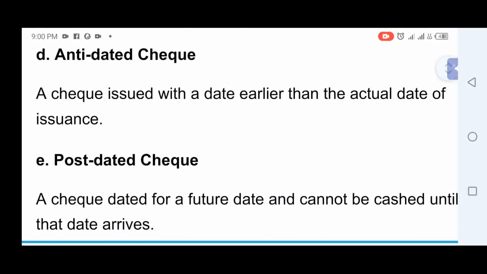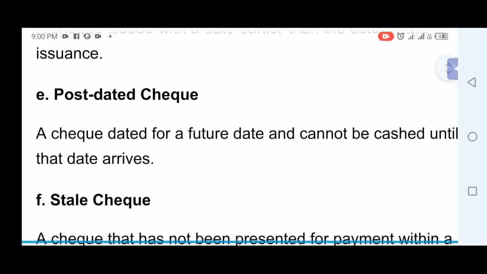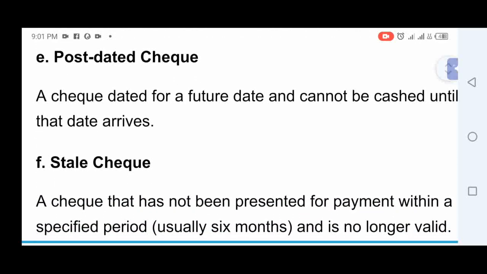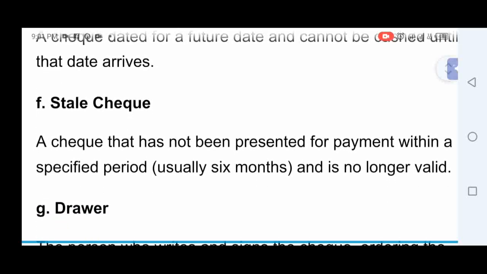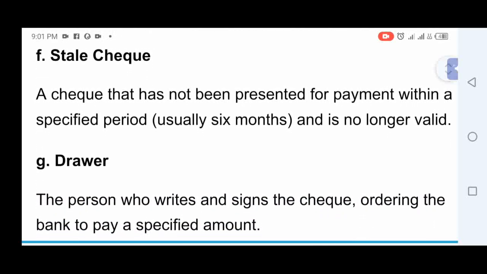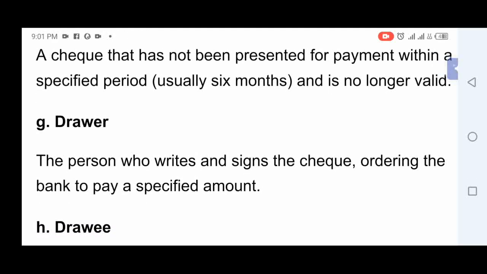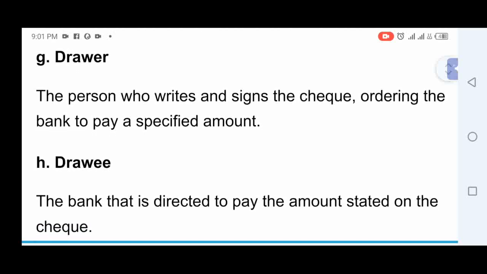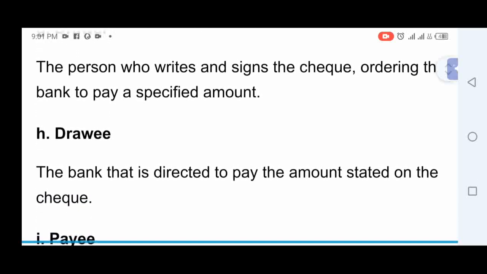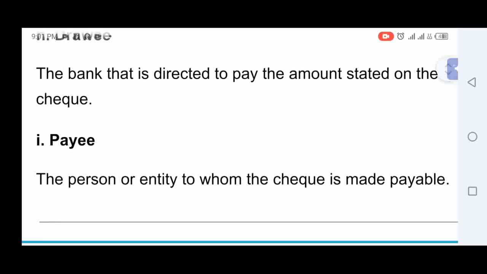E. Post-dated check. A check dated for a future date and cannot be cashed until that date arrives. F. Stale check. A check that has not been presented for payment within a specific period, usually 6 months, and is no longer valid. G. Drawer. The person who writes and signs the check ordering the bank to pay a specific amount. Drawee. The bank that is directed to pay the amount stated on the check. Payee. The person or entity to whom the check is made payable.